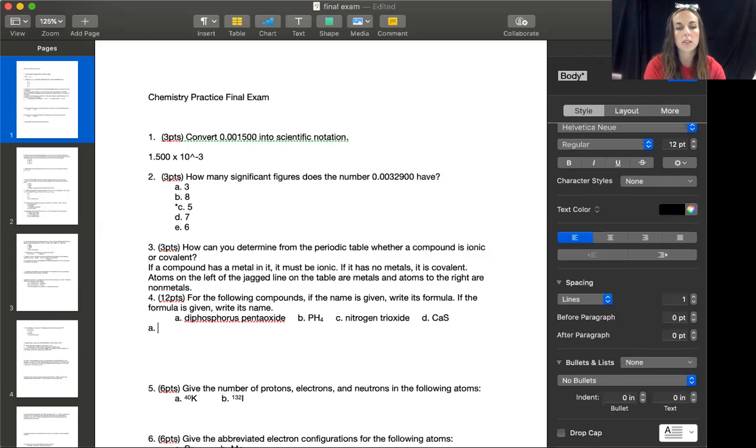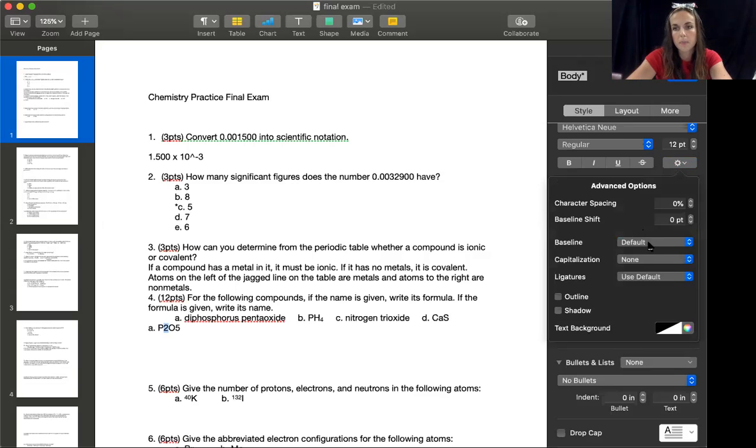Okay, so we learned about the prefixes. So di and penta are our prefixes here. Di means 2, penta means 5. Then we just need to know what the actual elements are. Phosphorus and oxide, which is oxygen. So phosphorus is P, and it's diphosphorus, so it's gonna be a 2. And then oxide is oxygen, and it's penta, so it'll be 5. And these will be subscripts, so let me just fix that.